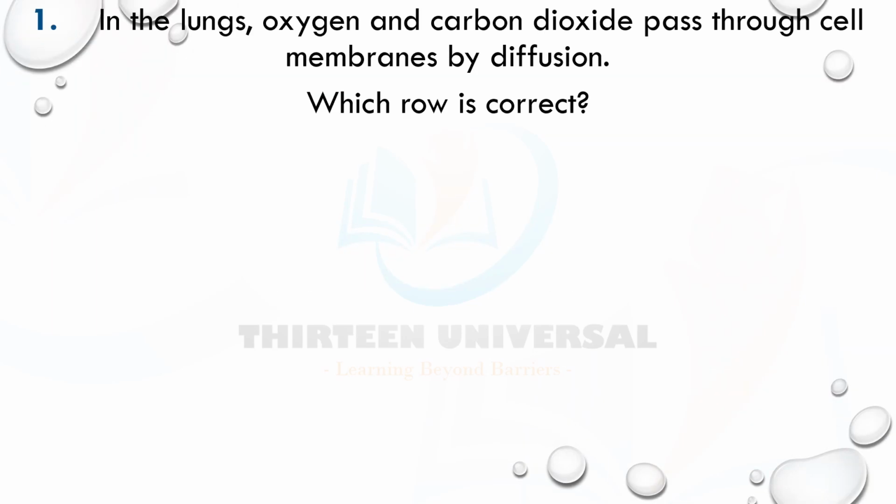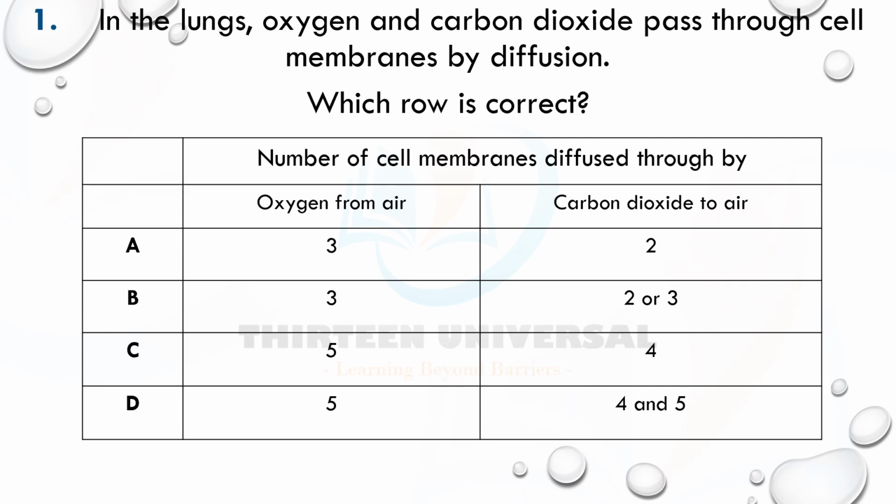It says, in the lungs, oxygen and carbon dioxide pass through cell membranes by diffusion. Which rule is correct? Okay. There's a rule on the number of membranes they diffuse through. So let's look at this.